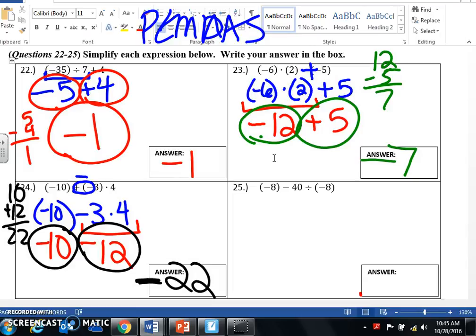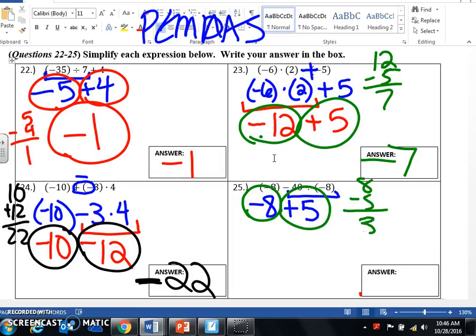Okay, I'm looking for double signs. I'm looking, I don't see them. Okay, so then I ask myself, do I subtract or divide first? I divide. A negative 40 divided by a negative 8. So a negative and a negative is a positive. 40 divided by 8 is 5. Drop down your negative 8. Opposite signs, I subtract. 8 minus 5 is 3. I take the sign of the larger number. So my whole answer is negative.